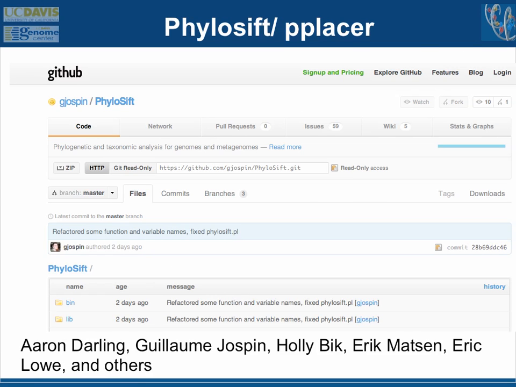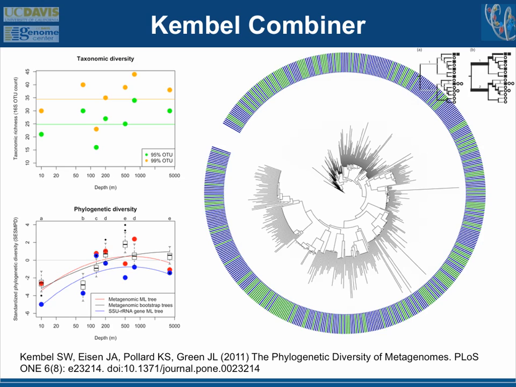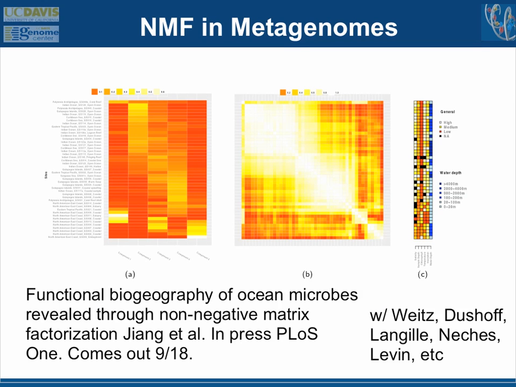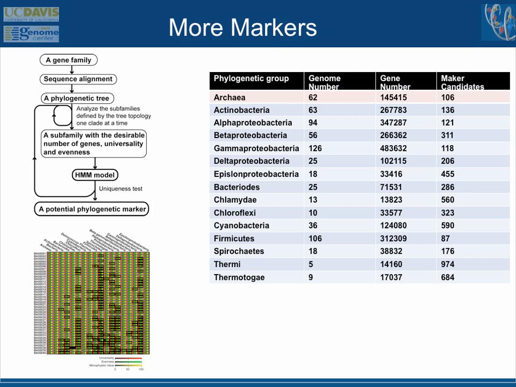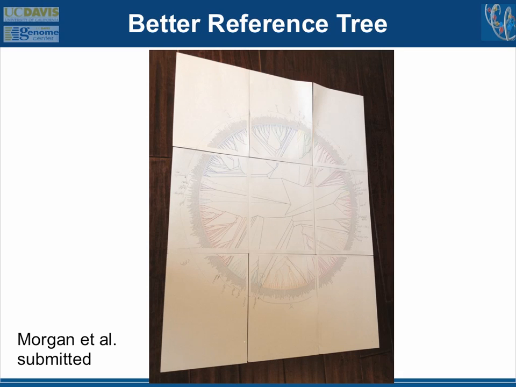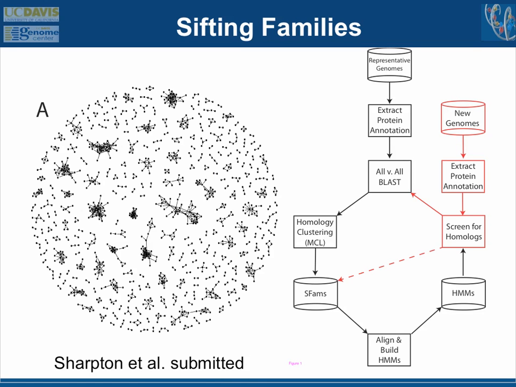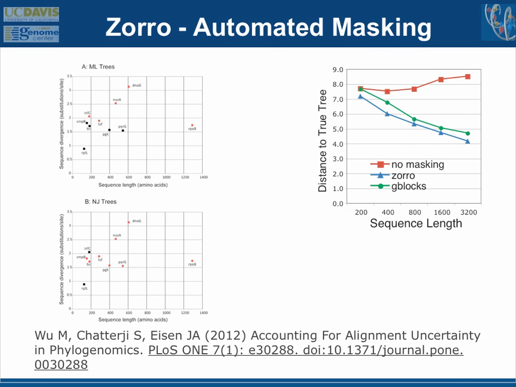You've already heard about PhyloSift. Steve Kembel developed a way to classify sequences using all the reference gene markers at once rather than just one at a time. We've been trying to build protein families from metagenomes. Our latest work has been on identifying more markers, in particular markers for individual phyla rather than across all bacteria and archaea. We need a better reference tree, and Jenna Lang has a paper that just came out in PLOS One on building better reference trees. We've built a data set of protein families from across all genomes that we call SFAMs that's also been published. We've developed methods that are trying to automate the process of masking.